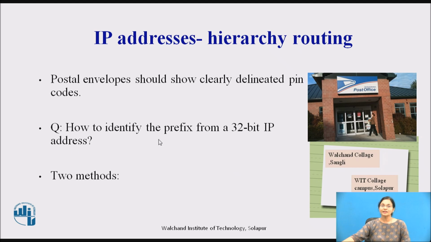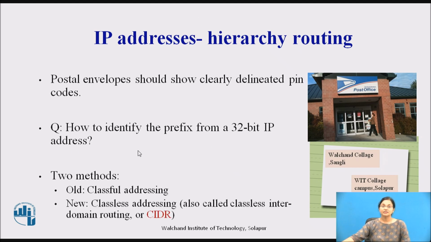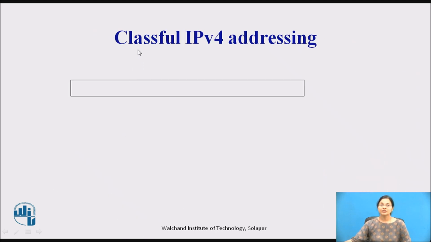So how do we identify the prefix from the 32-bit IP addresses? Here we have two types. One is classful addressing and another is classless addressing. Classless addressing is also called classless interdomain routing. Here we are going to see classful IPv4 addressing.